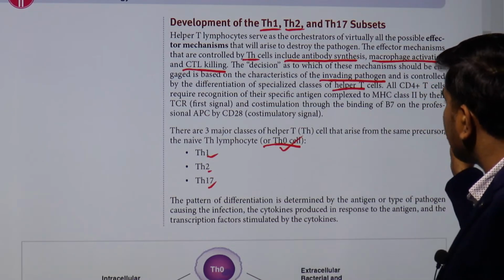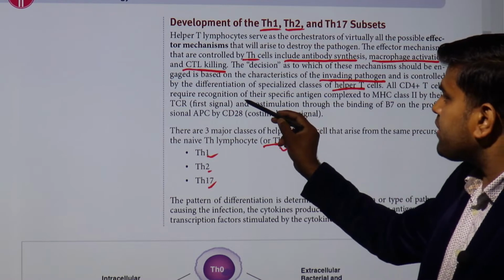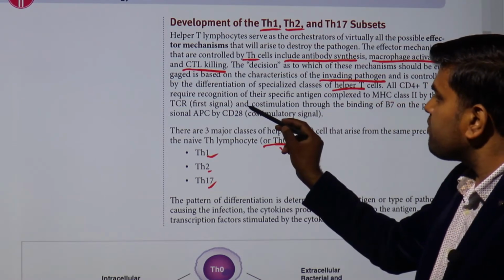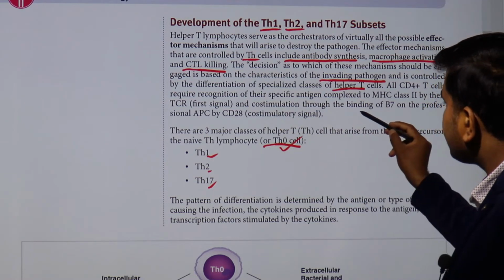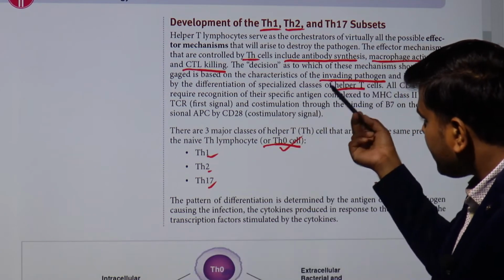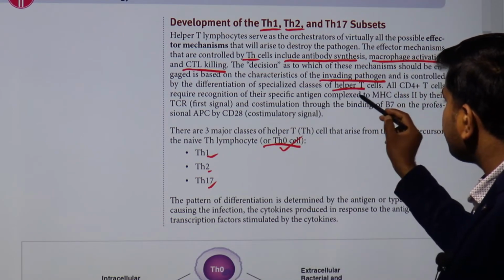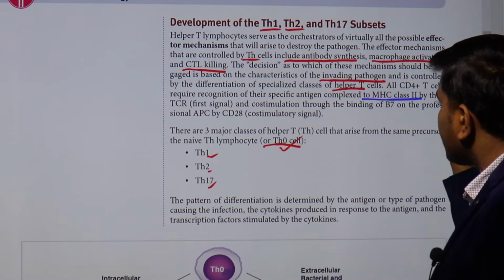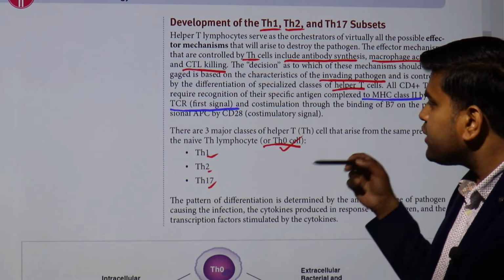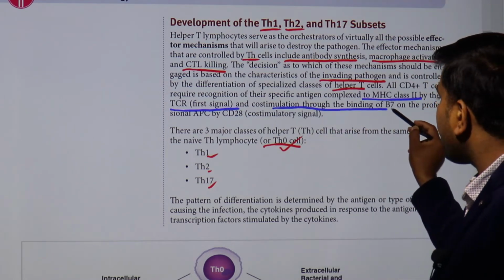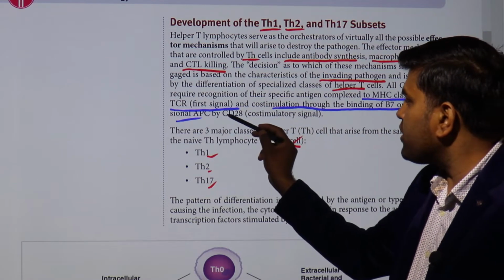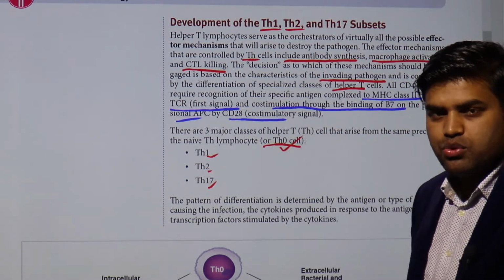All CD4 T cells require recognition of their specific antigen complex on MHC class 2 by their TCR as the first signal, and then a co-stimulatory signal through binding of B7 on the professional APC. So we know the activation of the T cell depends upon the antigen brought by MHC class 2 or class 1, which is checked by the TCR as the first signal, and then there is the co-stimulatory signal, the binding of B7 on the professional APC and CD28 on the T cell.